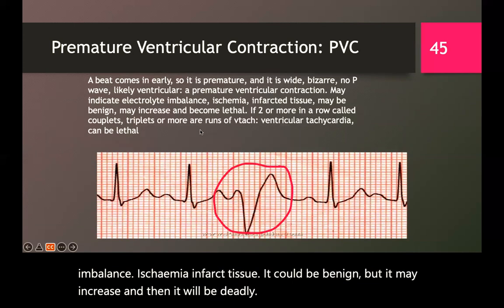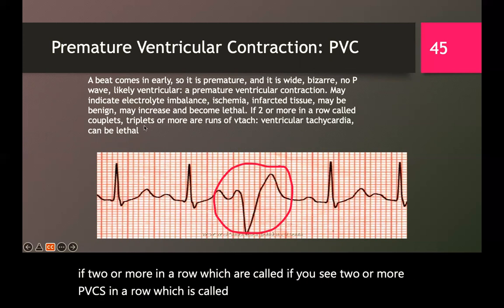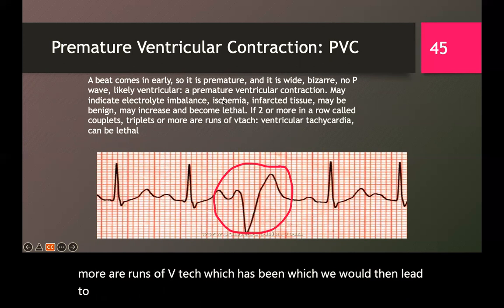If you see two or more PVCs in a row, which are called couplets, or three, which is triplets, or more are runs of VTAC, which would then lead to ventricular tachycardia. And remember, ventricular tachycardia can be deadly.